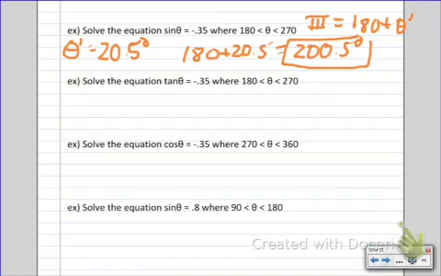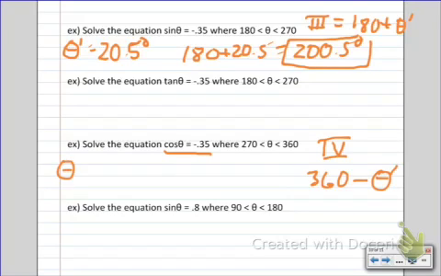Let's double check that. 200.5, and I take the sine of it. I get about negative 0.35. It rounds a little bit, but that is correct. Okay. Let's jump down to the third example. Solve the equation cosine equals negative 0.35, where we're between 270 and 360. So that means we're in quadrant 4. So what do we do in quadrant 4? We took 360 minus the reference angle.